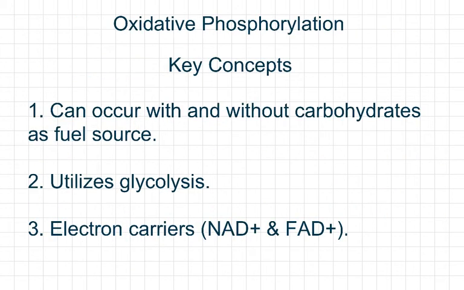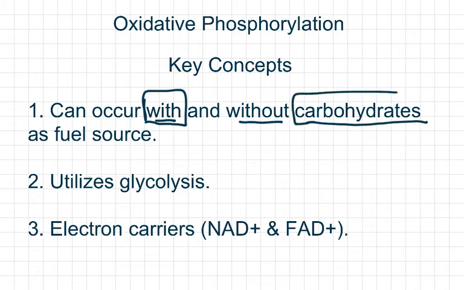Now, before we get into it, I want to discuss a couple of key concepts that we need to know about oxidative phosphorylation. First off, this process can utilize carbohydrates or non-carbohydrate sources as the fuel source. But in this particular lecture, we're going to focus primarily on carbohydrates as the fuel source for ATP synthesis through oxidative phosphorylation. We'll talk about the other fuel sources in the next video.